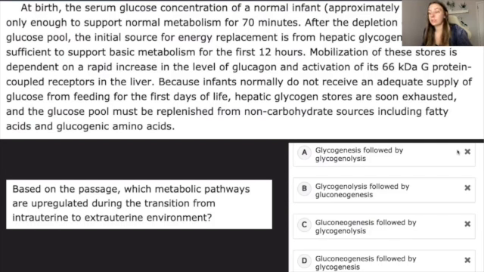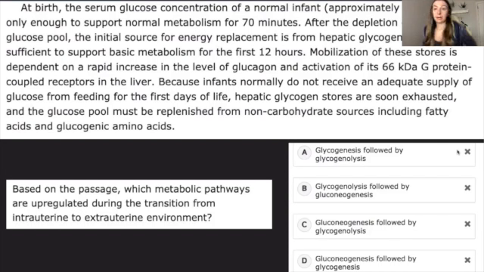Because infants normally do not receive an adequate supply of glucose from feeding for the first few days of life, hepatic glycogen stores are soon exhausted and the glucose pool must be replenished from non-carbohydrate sources, including fatty acids and glucogenic amino acids.